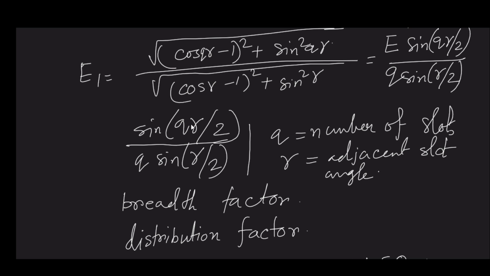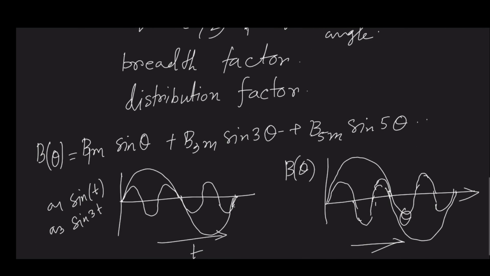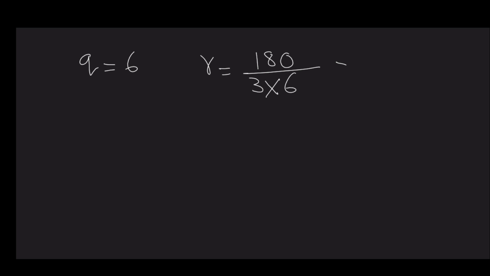If you want to understand this, let us take one example. Say the number of slots per pole per phase q is equal to 6, and what about gamma? Do remember this formula: 180 by 3 into 6. So gamma is equal to 10 degree.